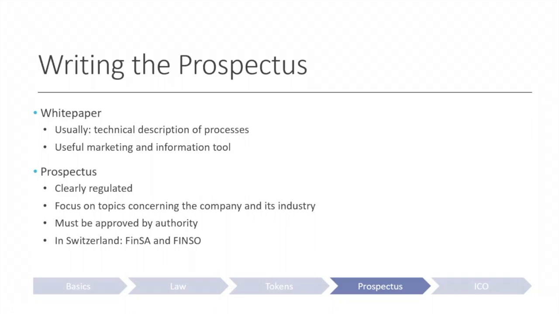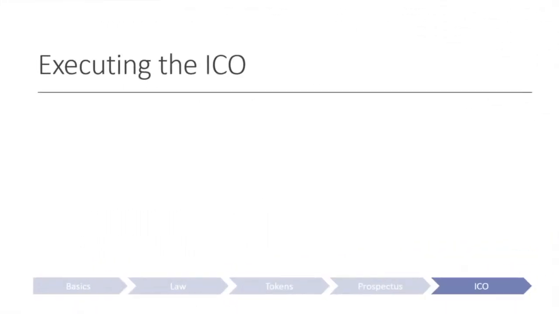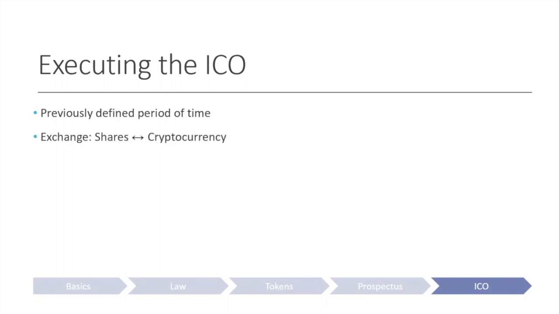The fifth and final step is then of course the public offer itself. As for traditional shares, investors can buy shares at a previously set price for a previously defined period. In the blockchain world, shares are usually sold in exchange for established cryptocurrencies. Some modifications to the offer are imaginable.